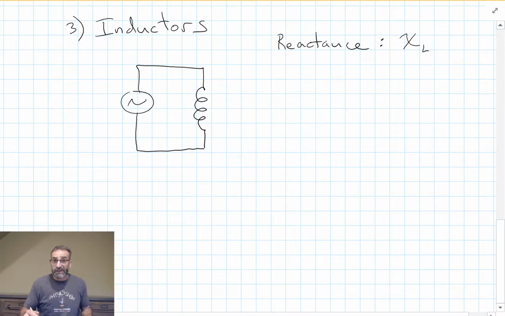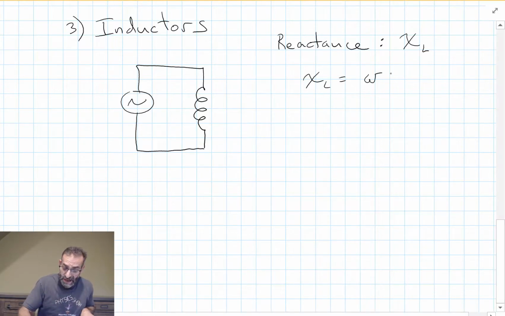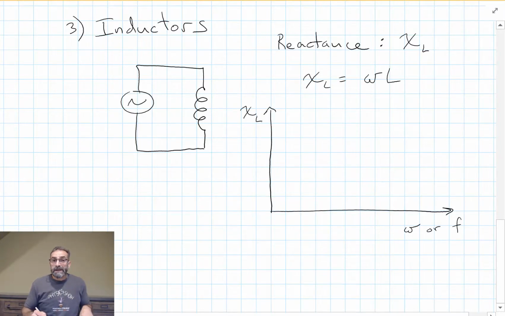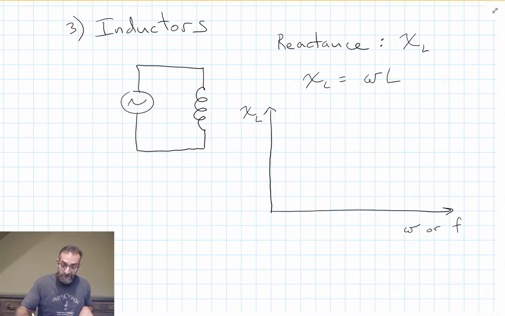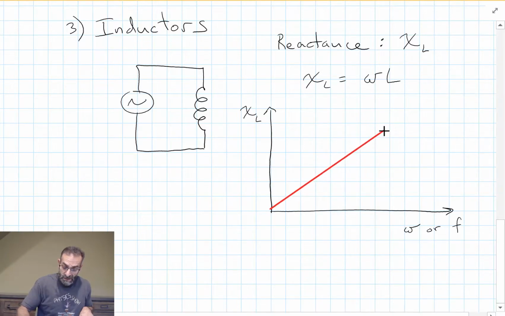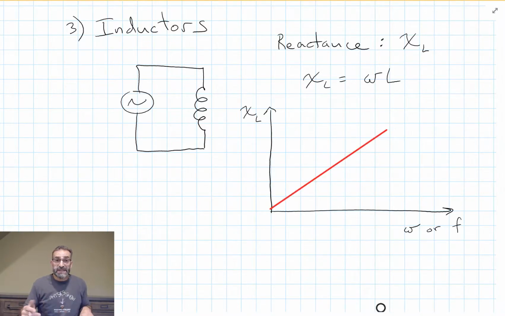So let's take a look at what the formula is for reactance. We know it's going to increase as the frequency increases, and it's going to increase as the inductance increases. So it's just equal to omega times L. And what happens when we plot the reactance versus frequency? As the frequency goes to infinity, the reactance has to go to infinity. It has to act like an open circuit. And when the frequency goes to 0, the reactance has to go to 0. It acts like a short.